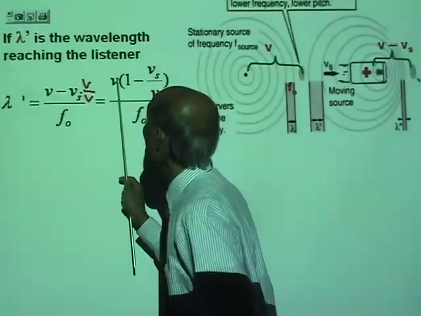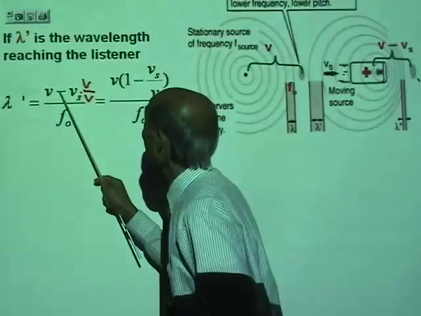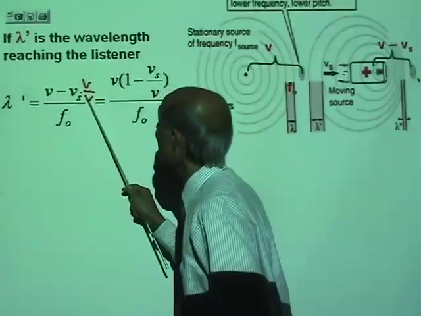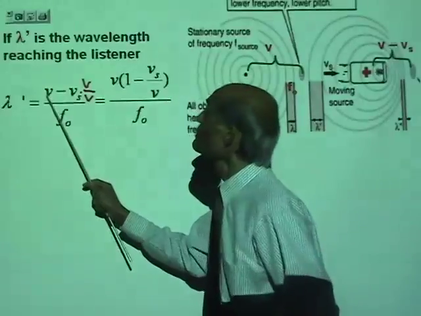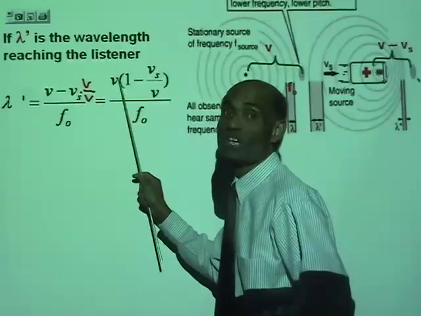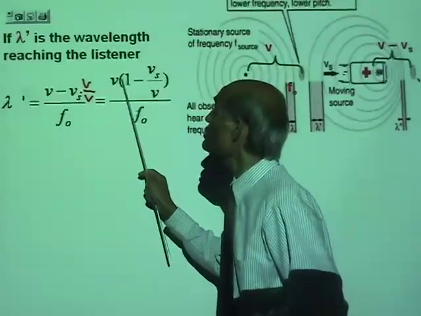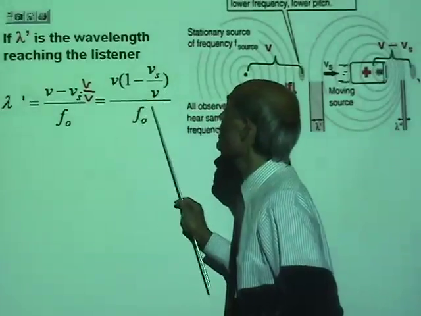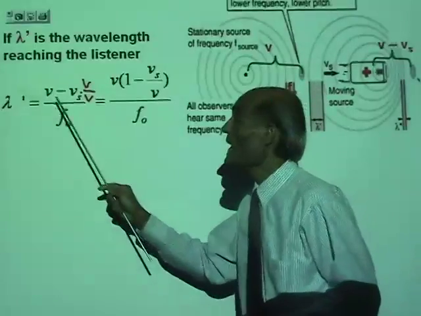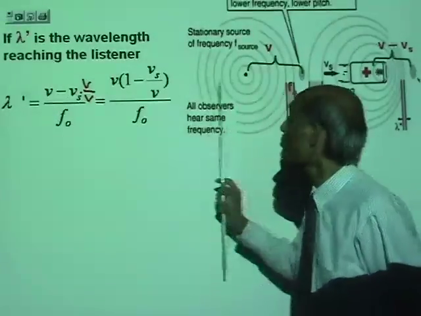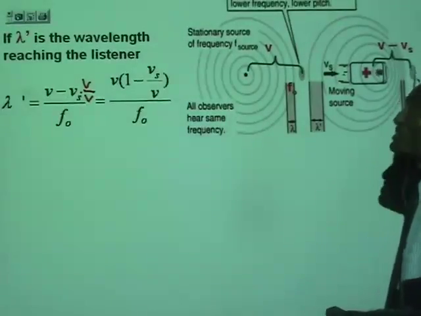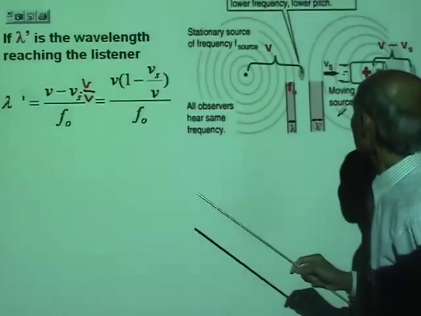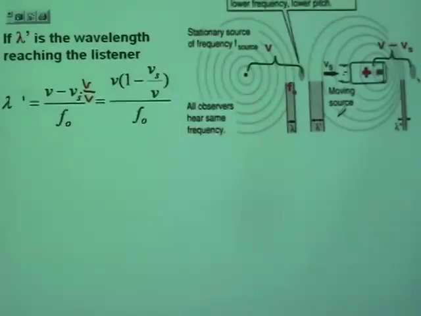I took it out. Remaining here will be 1 minus what remains here, which is Vs divided by V. So this V minus Vs is the same as V times 1 minus Vs divided by V, over F0. And that is the apparent wavelength that is reaching this listener. Okay. There you are.